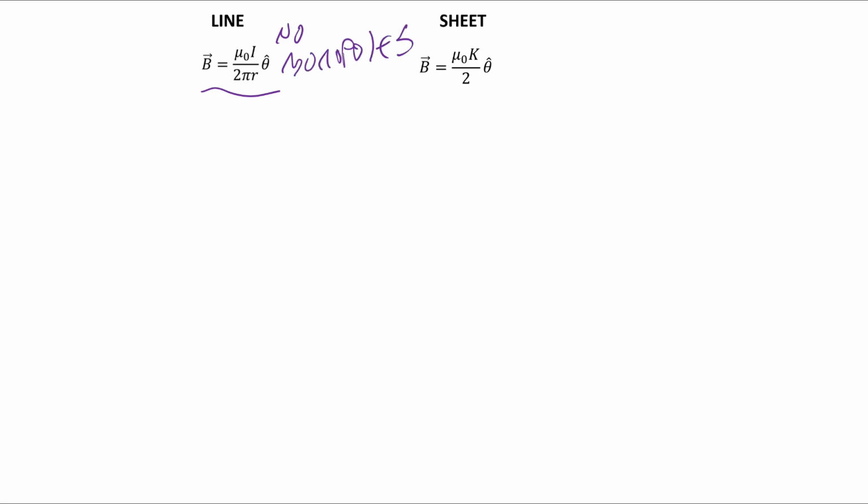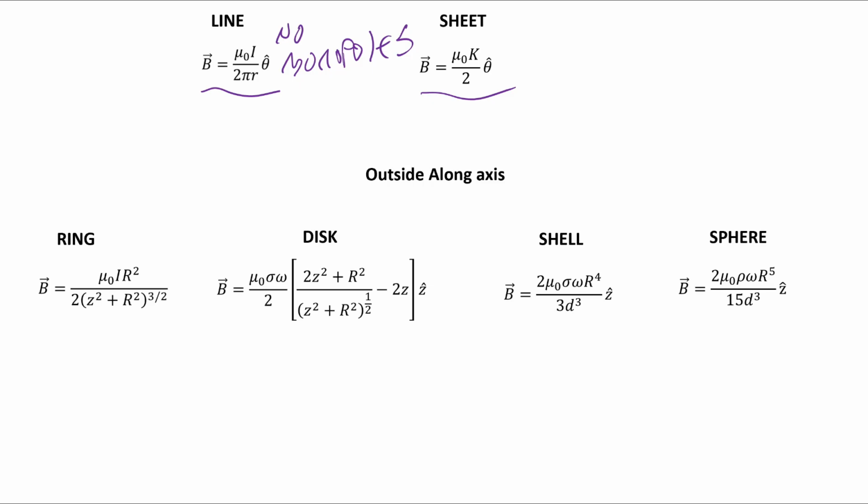A sheet is interesting because for an infinite sheet, you get a constant magnetic field just like you get a constant electric field. And then for all of my curly guys, the ring, the disk, the shell, and the sphere, all along the axis, because we can't go off axis, you end up with things that, I don't know, they're kind of ugly. But I want to show you something that's rather beautiful.